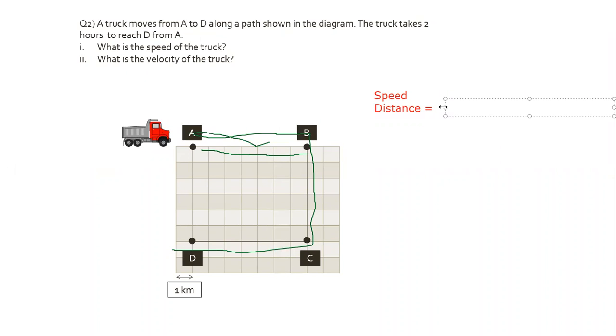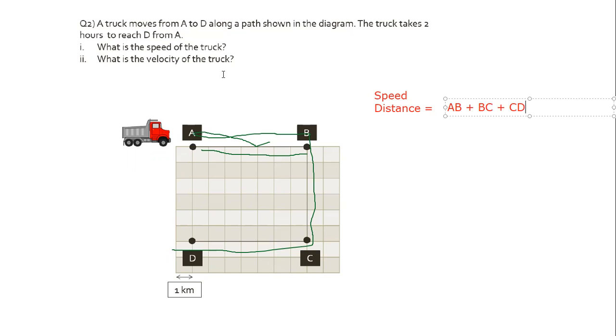सो डिस्टेंस इज इक्वल टू ए बी प्लस बी सी प्लस सी डी, राइट? ट्रक पहले ए से बी जा रहा है, फिर बी से सी जा रहा है, फिर सी से डी जा रहा है, इसलिए डिस्टेंस क्या होगा? ए बी प्लस बी सी प्लस सी डी. ठीक है, तो पहले पाथ देखो, ट्रक का पाथ क्या है? ए टू बी, बी टू सी, सी टू डी. ये ट्रक का पाथ है, इसलिए डिस्टेंस क्या होगा? ए बी प्लस बी सी प्लस सी डी.